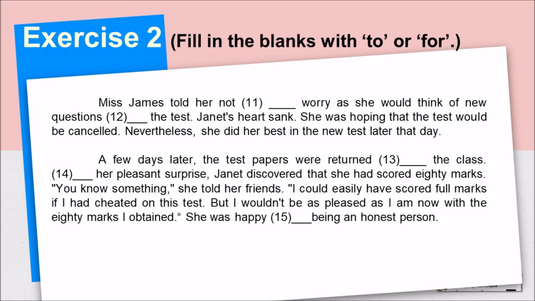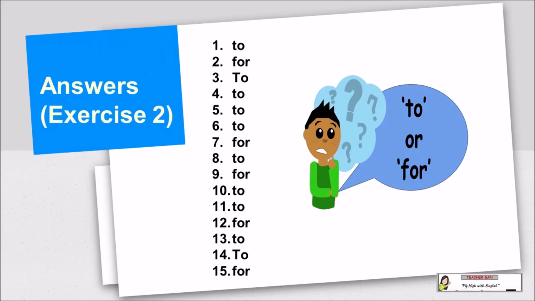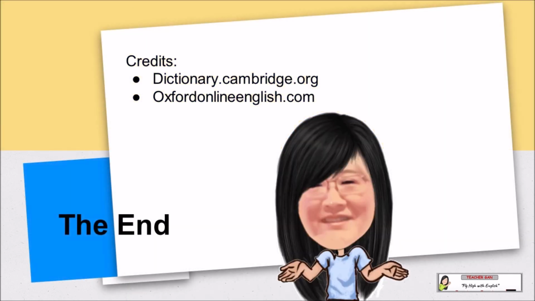Okay, that's the end of the closed text. So try to find the correct answers for the closed text. These are the answers for exercise 2. There are 15 blanks in the closed text. So these are the answers, number 1 to number 15. Okay, I hope you do more exercises for the prepositions "to" and "for".